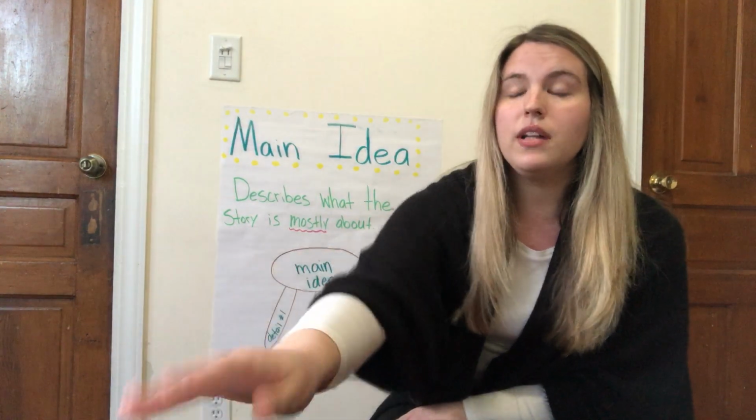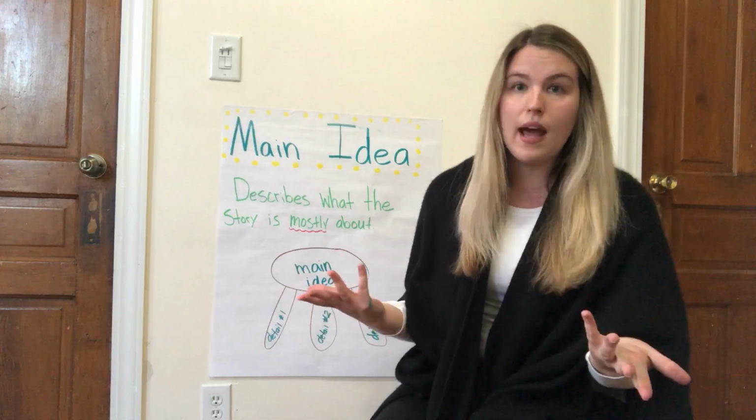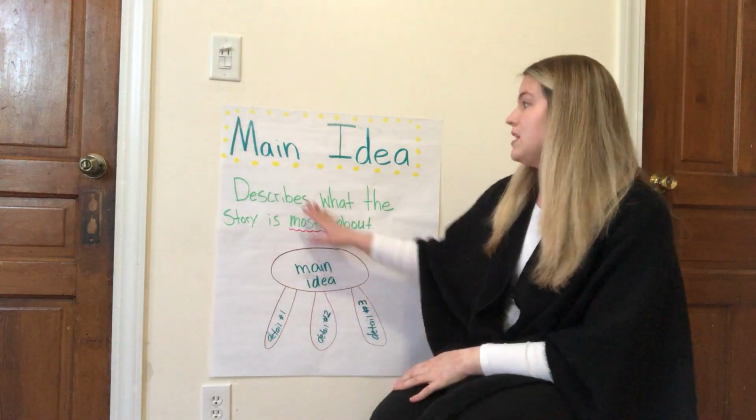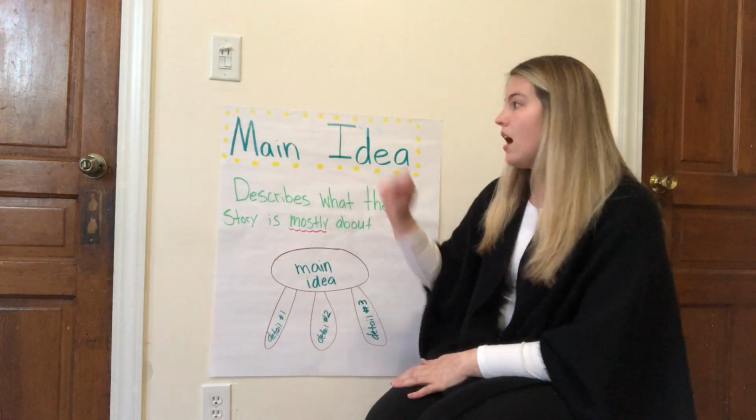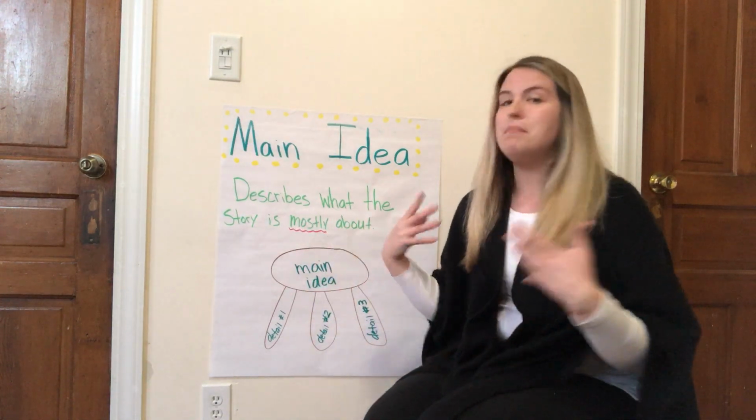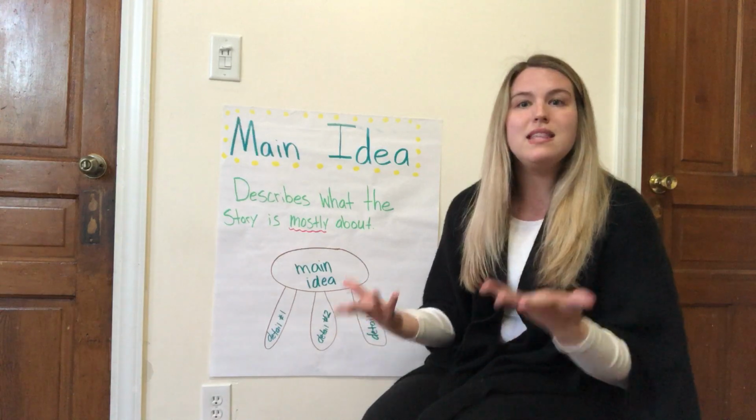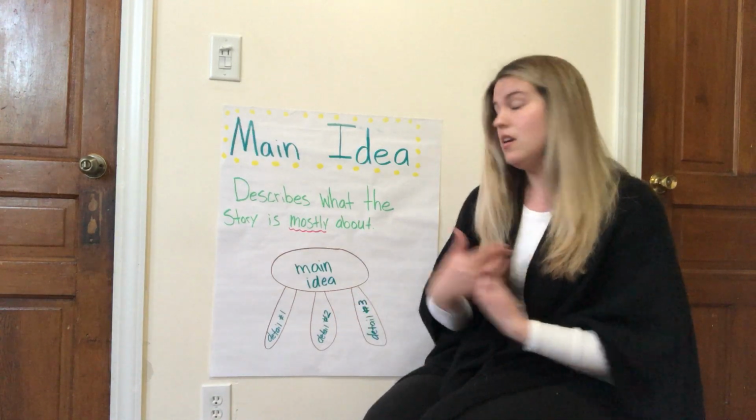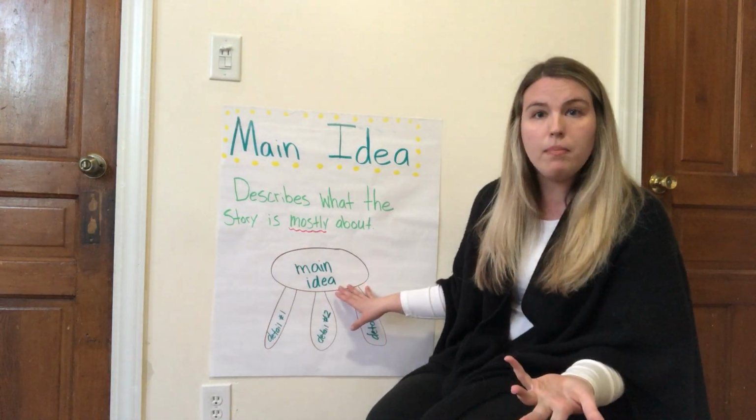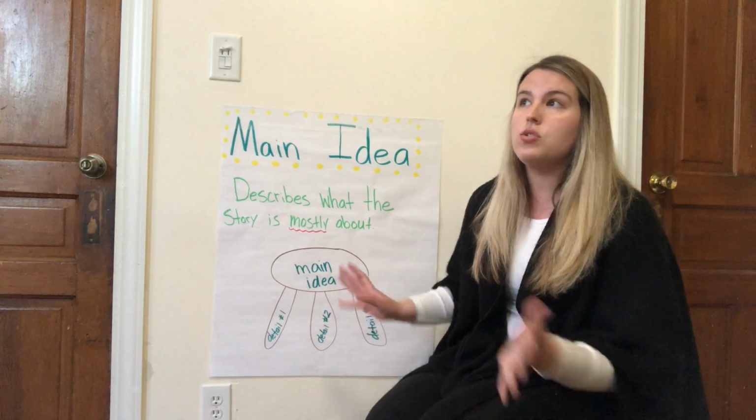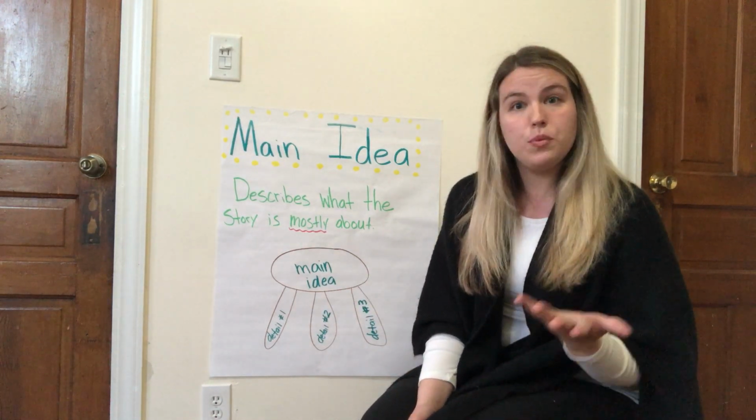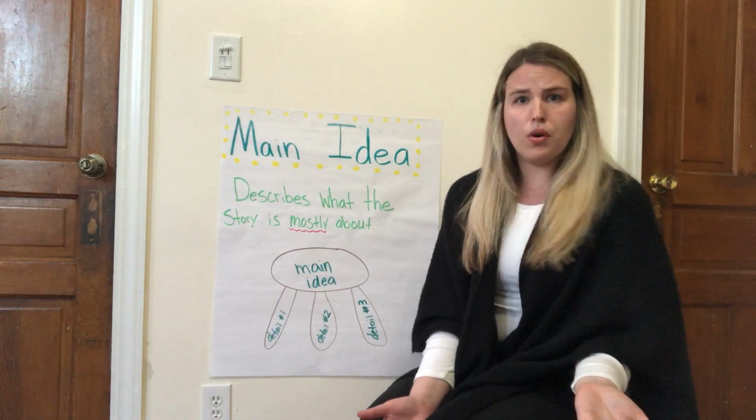Before we read our book, let's very quickly review what is the main idea. What does that mean? Over here I drew a poster, and at the top I have main idea. The main idea of a story describes what the story is mostly about. What is this story trying to tell us? I drew a picture of a chair here because when you're talking about main idea, you can't just say the story was about the sky. You have to say why.